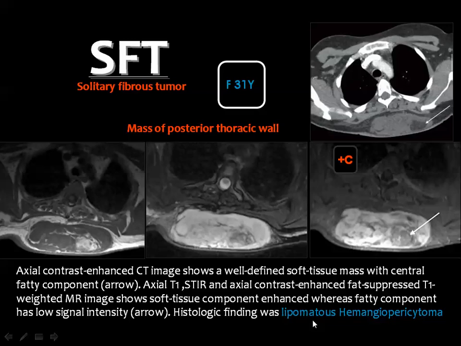And this is also an example of lipomatous hemangiopericytoma. I will mention in a moment the relation between solitary fibrous tumor and the hemangiopericytoma. Then you see the tumor, and you see a fat component in the T1 and in the T2 weighted image. After contrast injection, you can see heterogeneous post-contrast enhancement, and this is the appearance of the fat within the tumor by CT image.